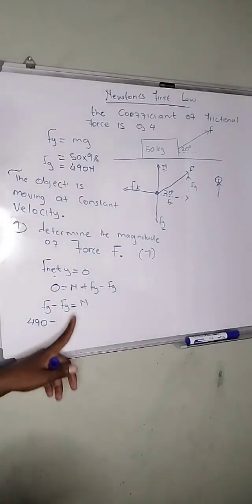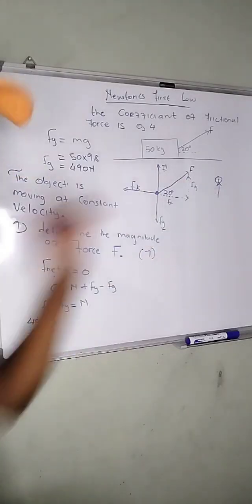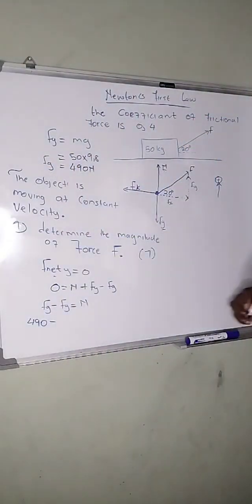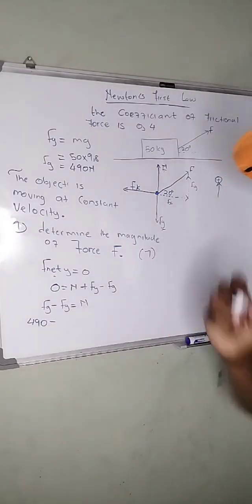I'm going to add 490 newtons here in place of Fg, and I'm going to say 490 minus what's going to be my Fy. My Fy in terms of F is going to be how much?